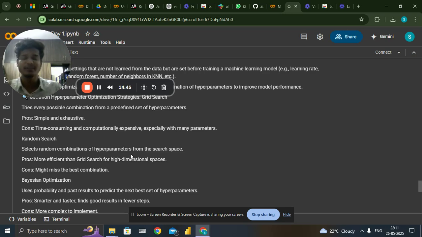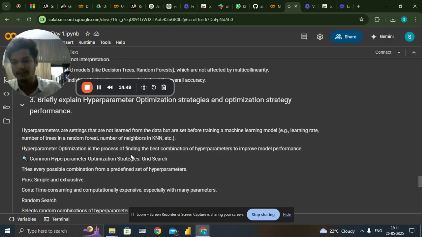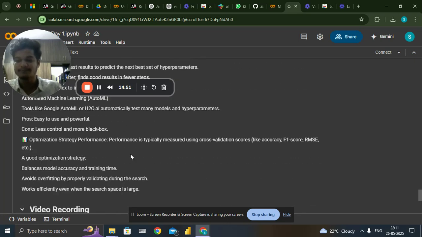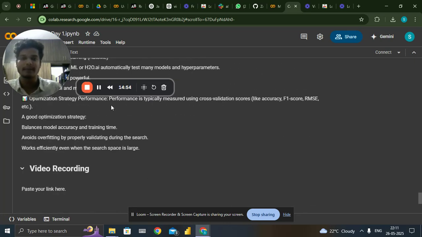Hyperparameter tuning is one of the most important things we do in machine learning. And this is all about hyperparameters. Now, the third question.